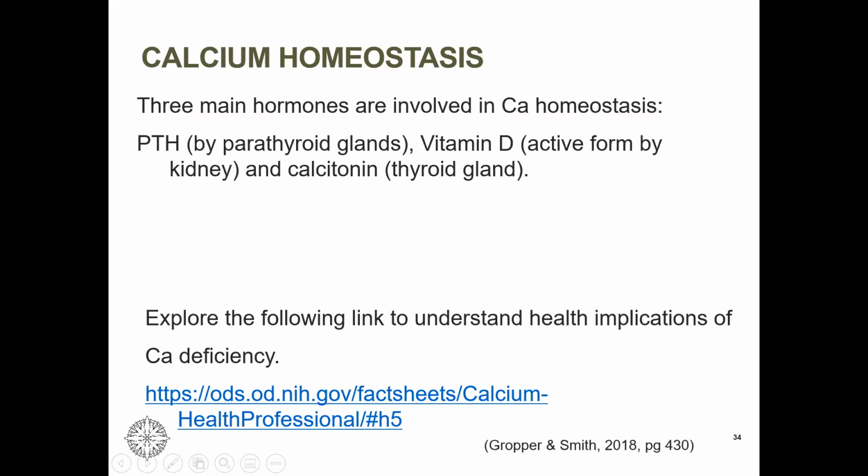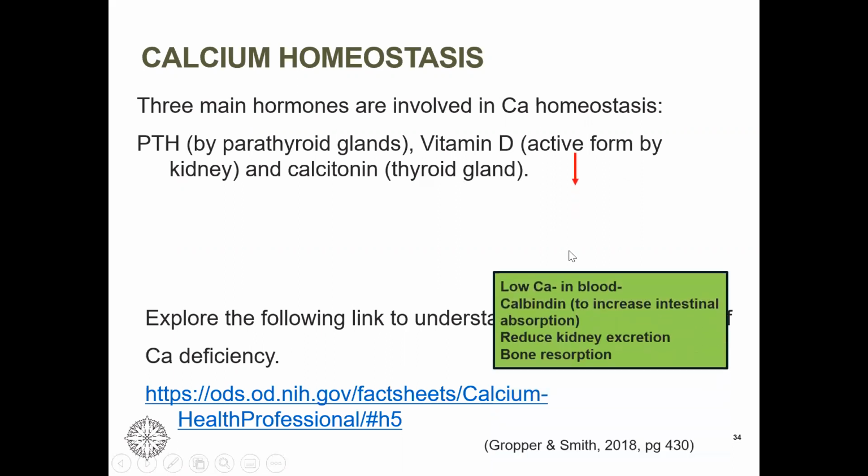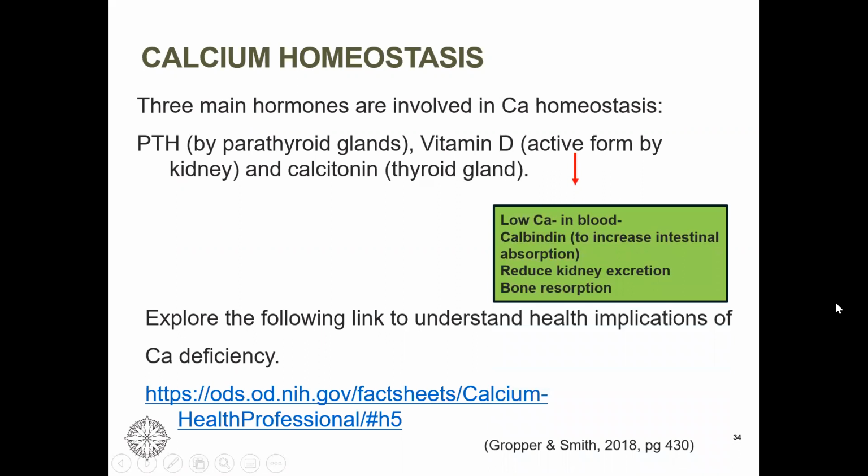Now, just the last important thing: how the body is trying to maintain calcium homeostasis. There are three main hormones involved in calcium homeostasis. One is parathyroid hormone. Then we have the active vitamin D, and then calcitonin, which is released by the thyroid gland. So I've added a few things here so that, for visual learners, we are able to make the connection.